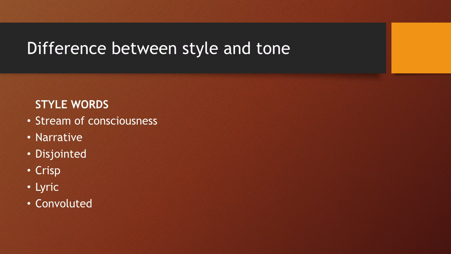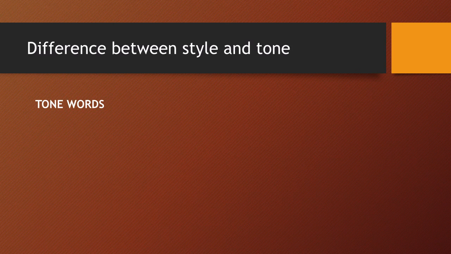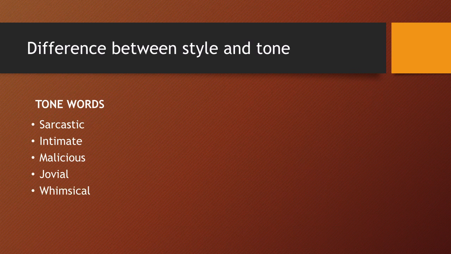If at any time you come across a word you do not know, please look it up. It is unfortunate to use words incorrectly when describing tone and/or style. In the other column on the page, you are going to create tone words. As with before, I will go through the list and then you will pause and copy them down. Our first tone words are sarcastic, intimate, malicious, jovial, whimsical, and reflective. Pause here to copy your words.